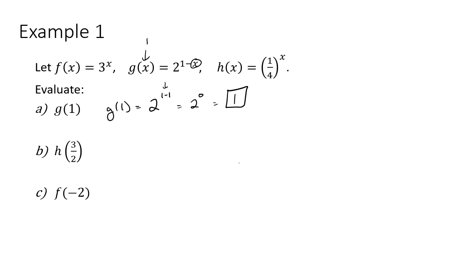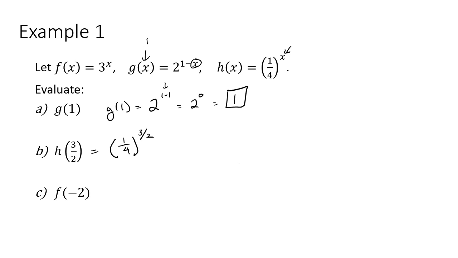Part B gets a little bit more complicated. We've got h of 3/2. So we're going to plug 3/2 in for x into the h function. So this is going to be 1/4 to the 3/2 power. And remember what a fractional exponent tells you to do. The denominator of the exponent tells you what root to take, and the numerator of the exponent is just a traditional exponent. You raise it to that numerator power. So we need to take a square root, and we need to cube the number.